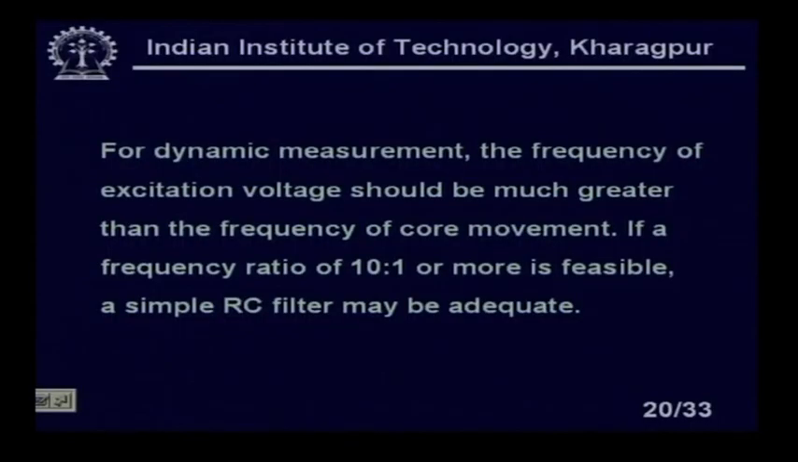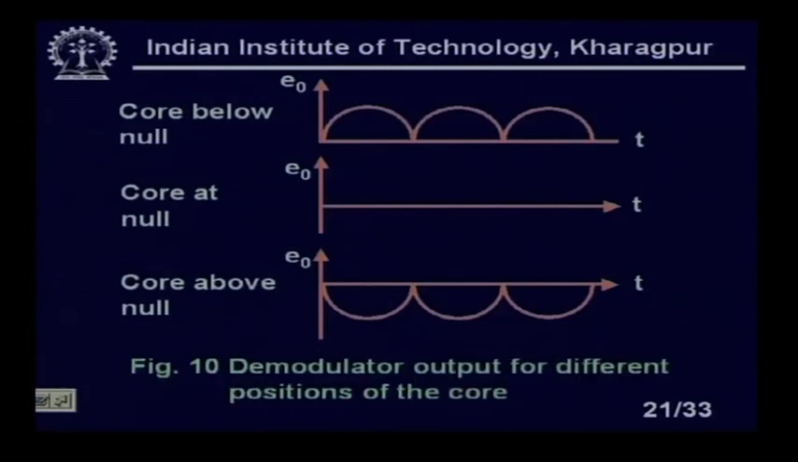So, for dynamic measurement, the frequency of the excitation voltage should be much greater than the frequency of the core movement. If a frequency ratio of 10:1 or more is feasible, a simple RC filter may be adequate. Now, you see the demodulator output for different positions of the core. If the core is above null, I am getting a voltage like this one, which can be passed through an RC filter, so it will be smoothened out and you will get complete DC.